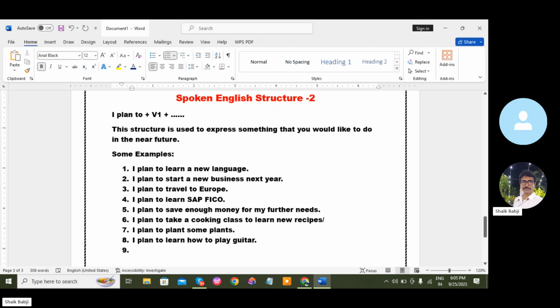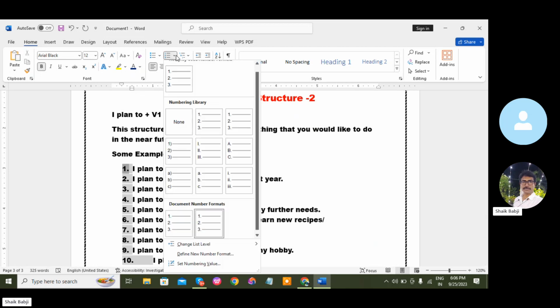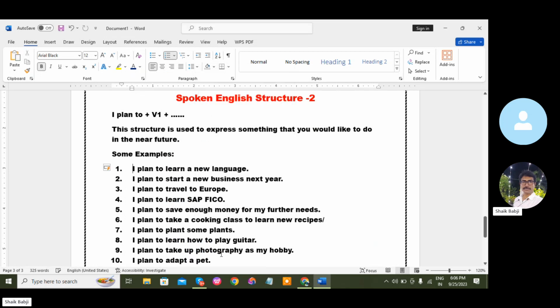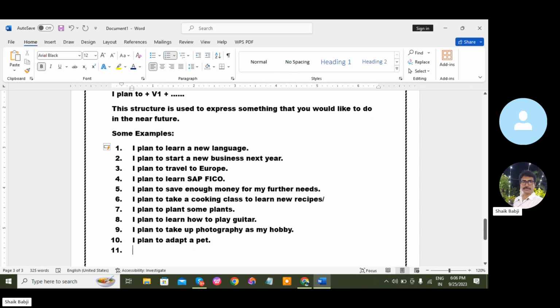I want to take up photography. I want to means I plan to take up photography as my hobby. I plan to adopt a pet. Just a minute. Okay. I plan to adopt a pet.